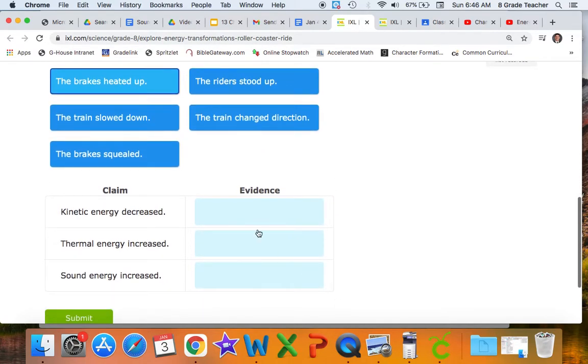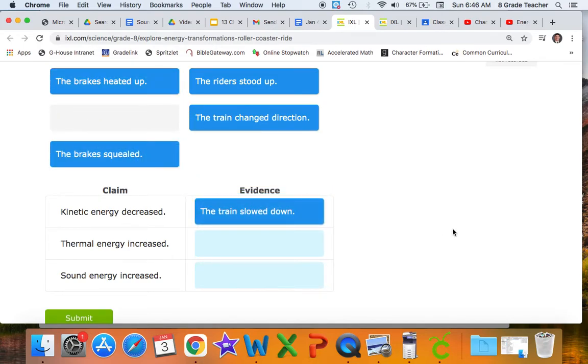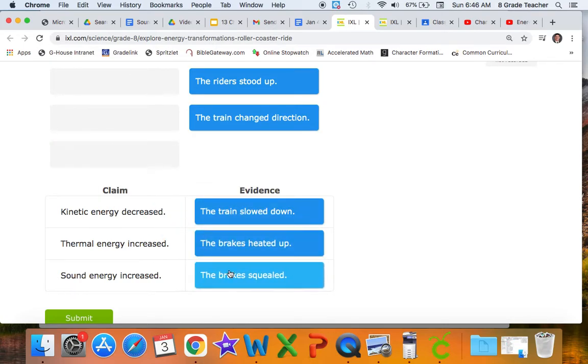The brakes squealed, the train slowed down, the riders stood up, the train changed direction. Here's the claim and here's the evidence. Kinetic energy decreased. Well, we would say that the train slowed down because we're talking about the movement of that train. Thermal energy increased. That would be the brakes heating up because there's friction between the brake pad and probably the rail of the train. Those things are going to heat up. Sound energy increased. Well, that would be the brakes squealing because of that friction that's taking place.